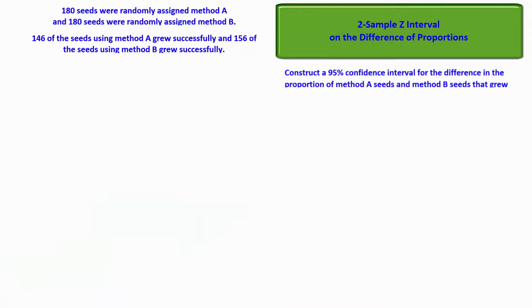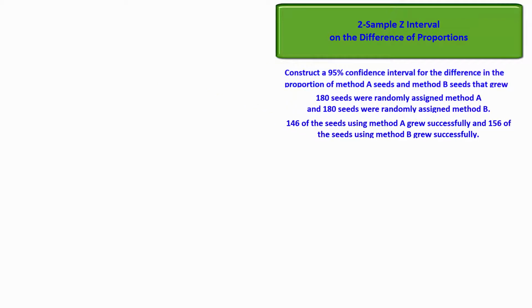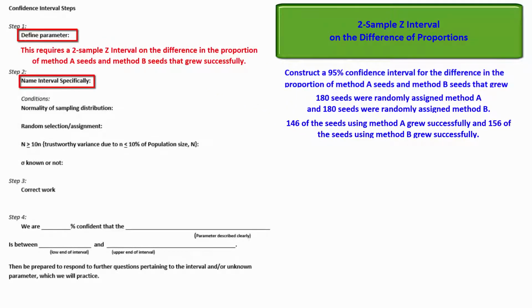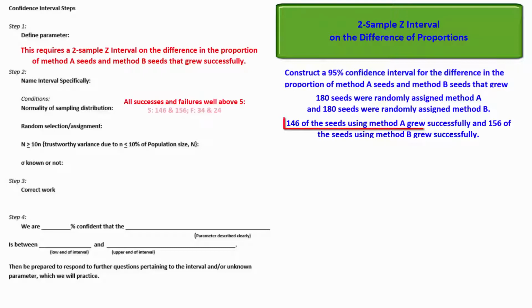Construct a 95% confidence interval for the difference in the proportion of method A seeds and method B seeds that grew successfully. Here's the write-up. This requires a 2-sample z-interval on the difference in the proportion of method A seeds and method B seeds that grew successfully. Normality: all successes and failures are well above 5.